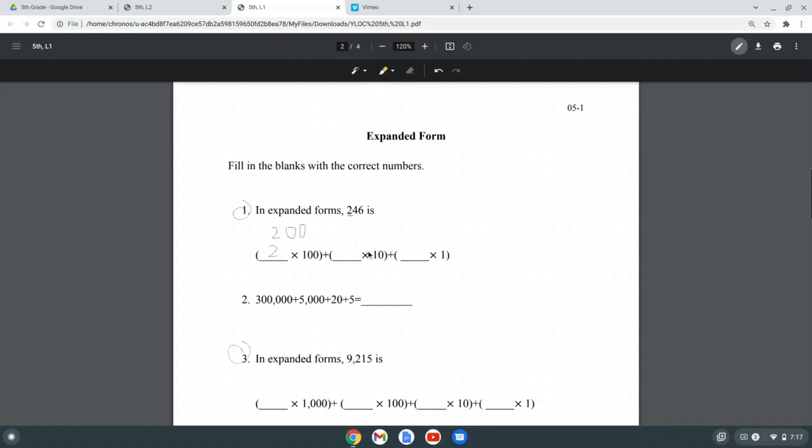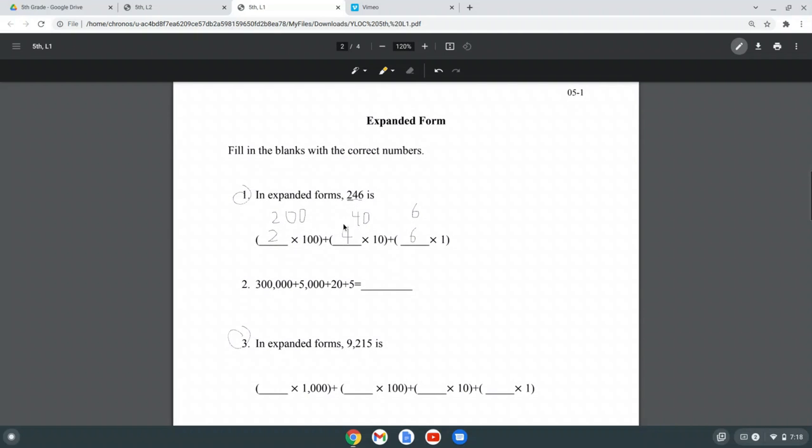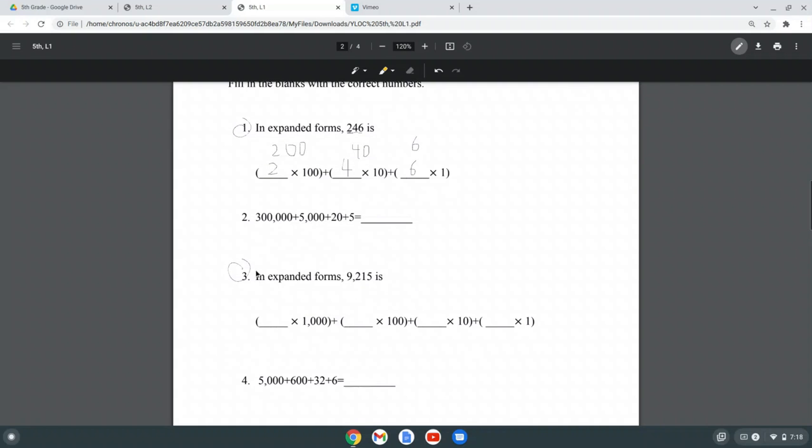Next, something times 10, that'll be 4. Then it'll be 40. 4 times 10 is 40. And then 6 times 1 is 6. And when you add them all together, you get 246. So that's how you break it down in expanded form.